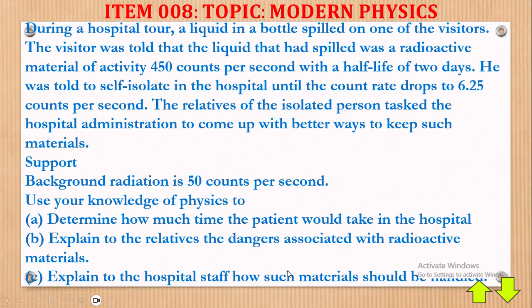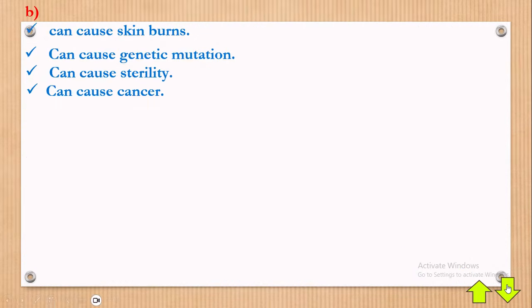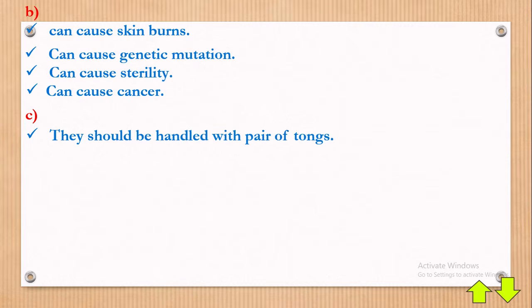They are saying part C: explain to the hospital staff how such materials should be kept. So how better can we keep, or how should these materials be handled, in simple terms? Let's go there and we answer this part C. We are going there. So part C, there we are. Okay, next.